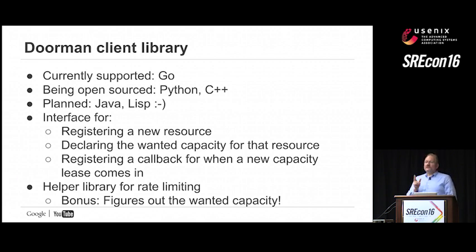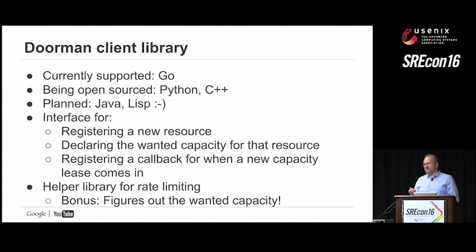The client library also has a really nice helper library, because one of the problems that you have with Doorman is to figure out how much you want. For a gauge style metric, figuring out what your desired capacity is less difficult, because every time you want to open a new transaction or whatever, you can keep track of it yourself. But QPS-wise, that's not always easy to figure out. So what we have in the client library is a helper library that does rate limiting.